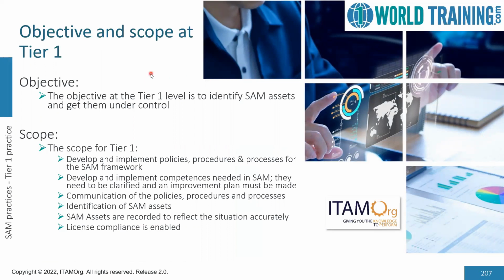We begin with the objective of Tier 1. This is where we identify the SAM assets and get them under basic control. It means in Tier 1, we will develop and implement policies, procedures, and processes for the overall software asset management framework, and also develop and implement competencies needed for this tier, and also for SAM in general. And the policies, procedures, and processes need to be communicated for Tier 1, that is. And also the SAM assets need to be identified because we are moving to the first tier, which is Tier 1. And the assets need to be recorded as well in an accurate way, and license compliance is enabled for the first time.